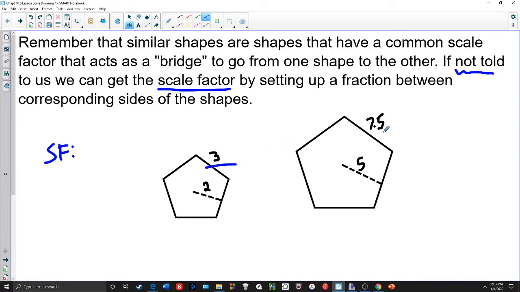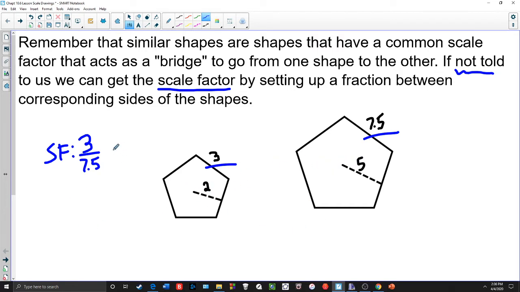I could take, say, the 3 and the 7.5 because they're both corresponding pieces. They're both representing the same part of the shape, which is this top right line of each shape. So 3 over 7.5 could be my scale factor, my bridge from one shape to the next. For every 3 units I have on this shape, I have 7.5 units on this shape, essentially. So if this side here was 6, this side here would be 15, because I have two sets of 3 over here, so I have two sets of 7.5 over here, that'd be 15.